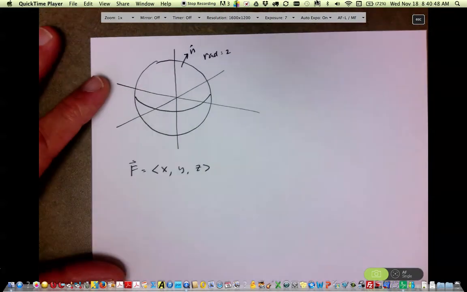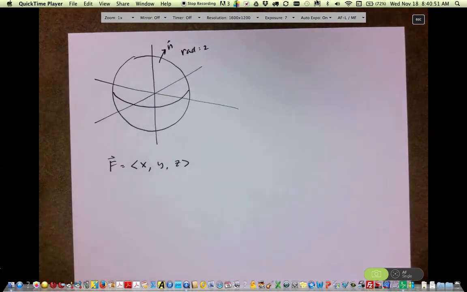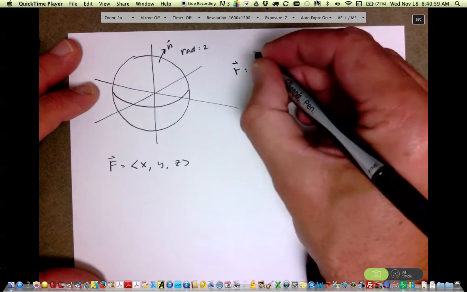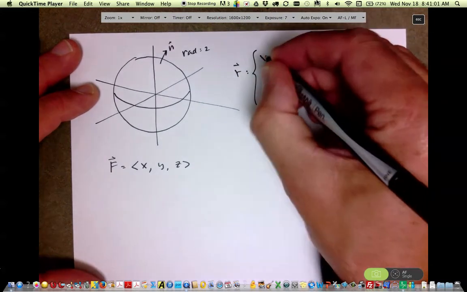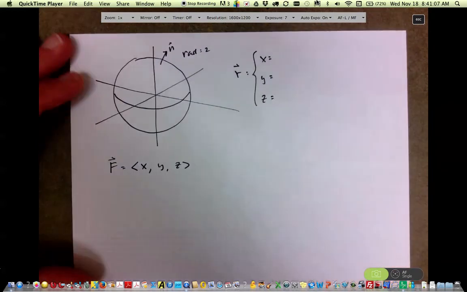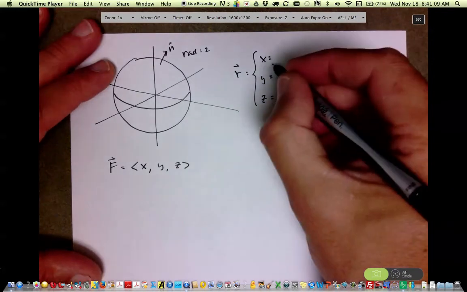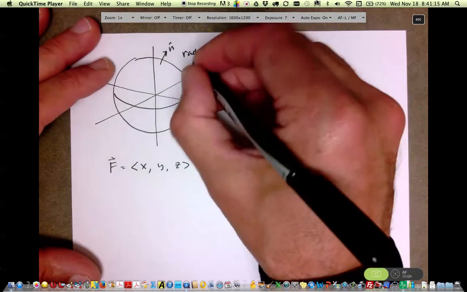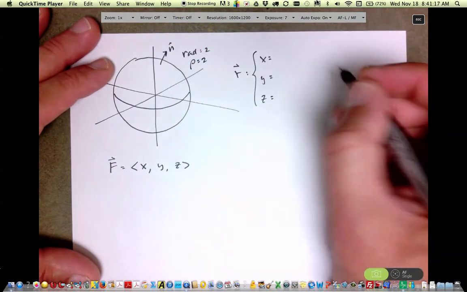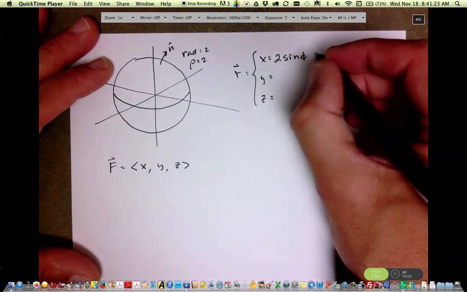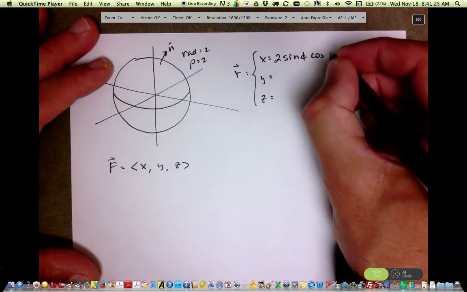Alright, so I want to first of all just walk through the first part of this if we proceed with the way that we've done these before, and that is to look at the parameterization for a sphere. If you go back to what we did in spherical coordinates, you remember that x is equal to rho sine phi cosine theta, and in this case we're saying that rho is equal to 2, so x is going to be equal to 2 sine phi cosine of theta.